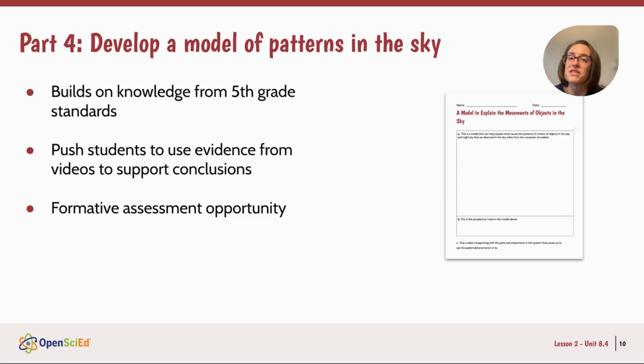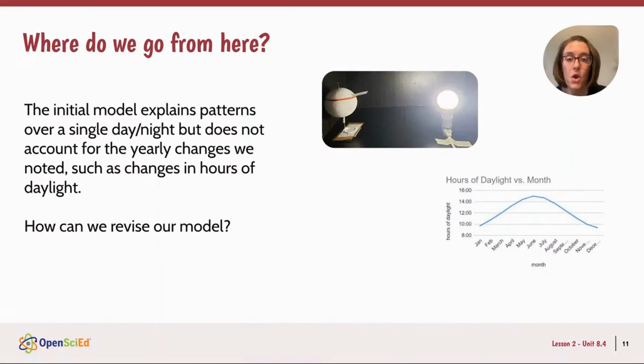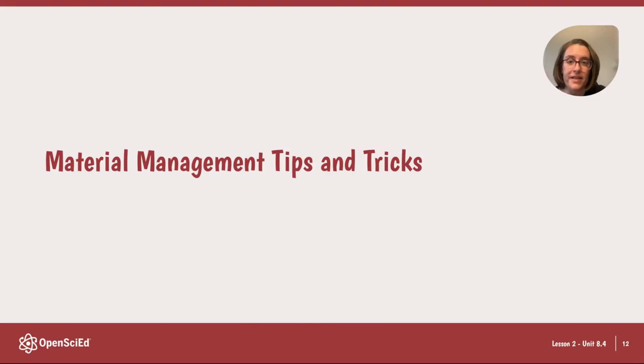This initial model is a really great formative assessment opportunity because students will be drawing and writing, and you get a really clear sense of what they're thinking about Earth's movements from the perspective of outer space at this moment. Where do we go next? We realize that our initial model only explains the patterns we see in a day and night, not over the course of the year. And so we wonder, how can we revise our model to make it better?